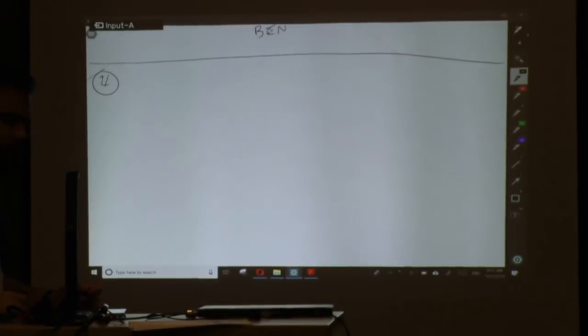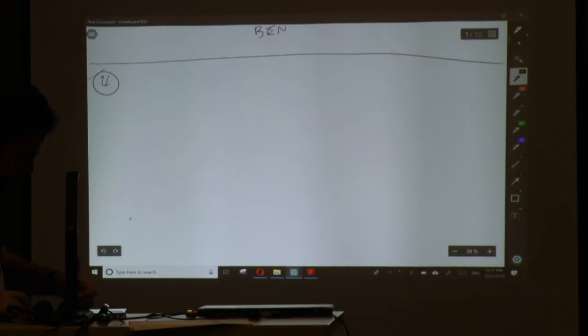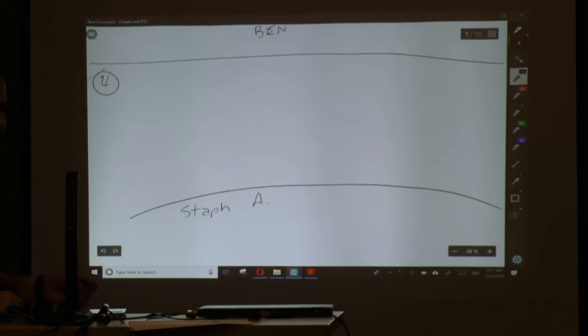I fixed it. Okay, so alternative pathway. Remember, it starts on the surface of a pathogen. So let's say this is a Staph aureus, just to give it a name, right? This is the surface of the bacteria right here.